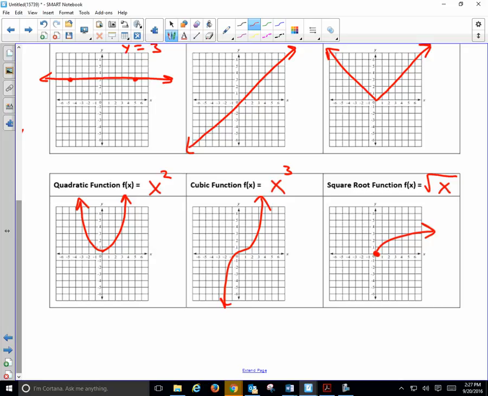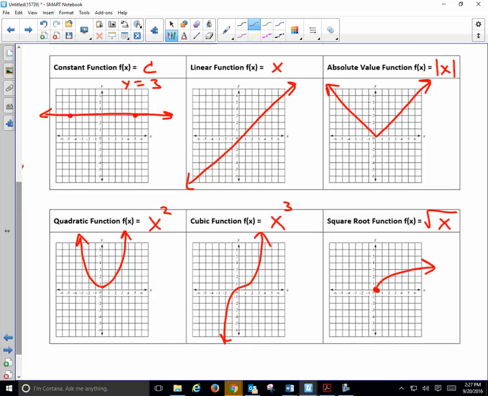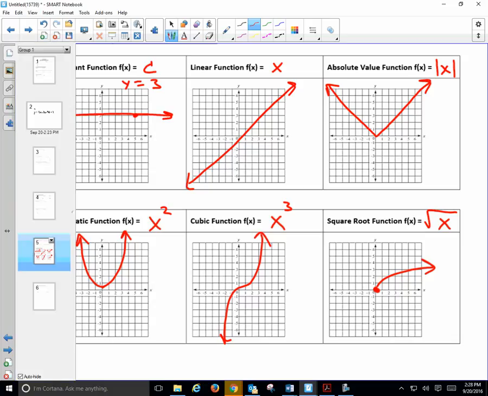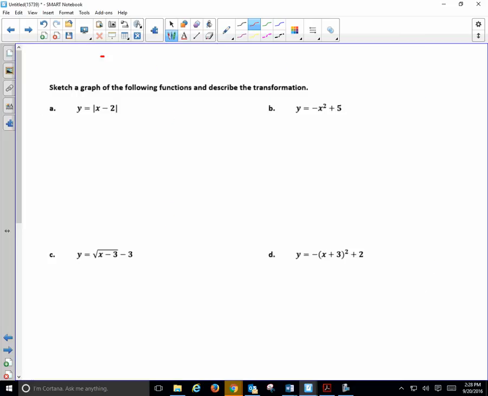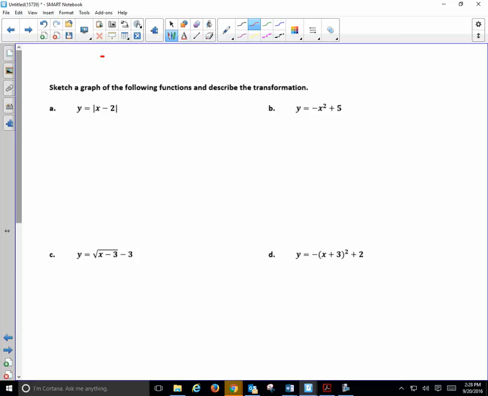This is our library of functions. You need to remember what shape they make. If you want to refer back to it, you can, but you don't get this sheet of notes on the test. My guess is you already know the first one, the second one, and the fourth one. Maybe what's new to you would be absolute value, cubic, and square root. And some of you remember them all. So let's flip over the back side, and let's sketch a graph of these, okay? And we'll describe the transformation.